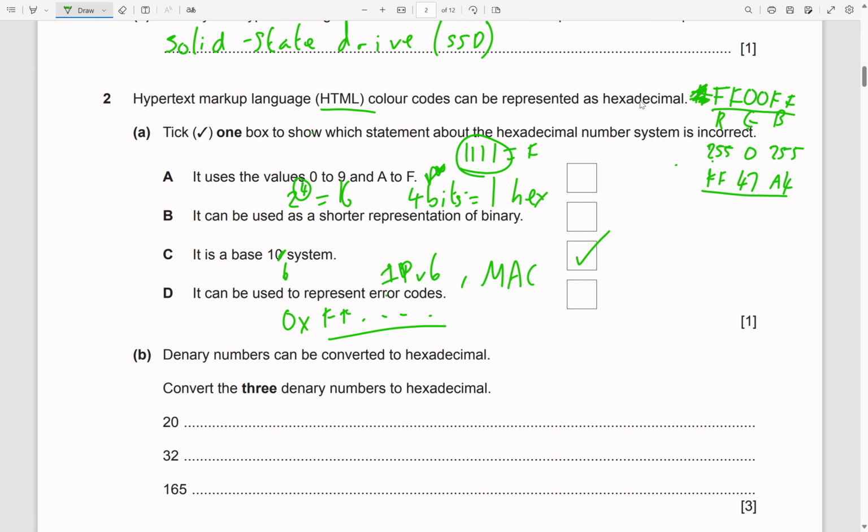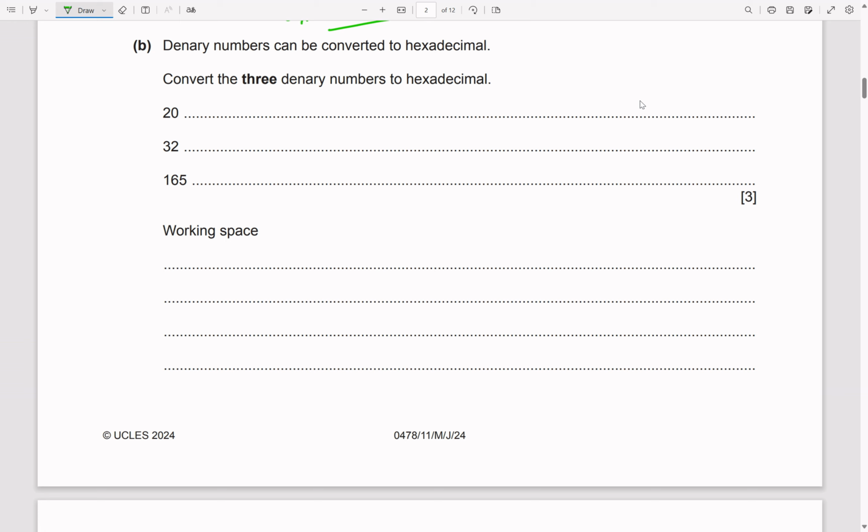Right, denary numbers can be converted to hexadecimal. Convert the 3 denary numbers to hexadecimal. So let's write out the positional values: 16 to the power of 0, 16 to the power of 1, and 16 to the power of 2. So 16 to the 0 is going to be 1, 16 to the power of 1 is 16, and then this one is 256. If we keep going, 16 to the power of 3, maybe this is 4096. I'm going to put a question mark, I would have to calculate that.